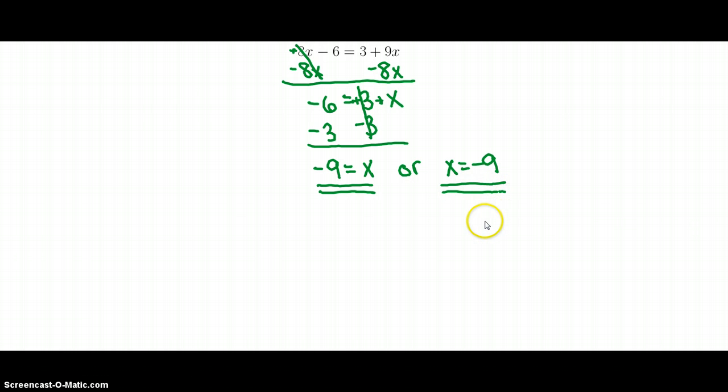There you have it. That's a few examples of how to solve an equation. Now you're ready to try some problems on your own.